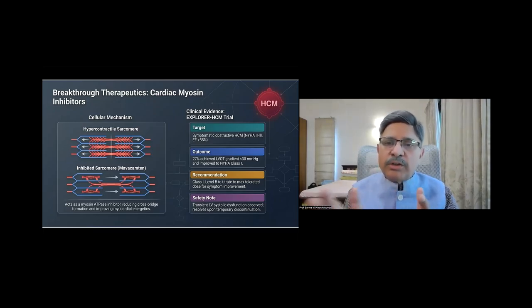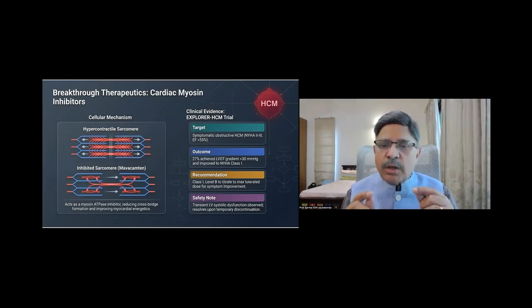Improved to NYHA class 1 from class 2 and class 3. Recommendation: class 1 recommendation, titrate to the maximum tolerated dose of mavacamten until symptomatic improvement. Safety: transient LV systolic dysfunction may be observed, but it will resolve on continuation.